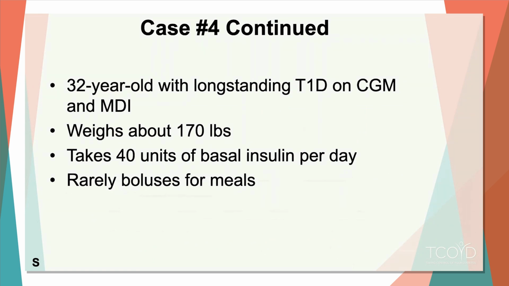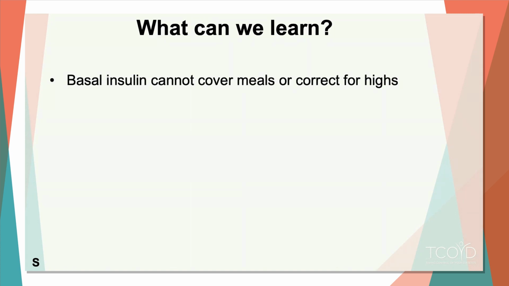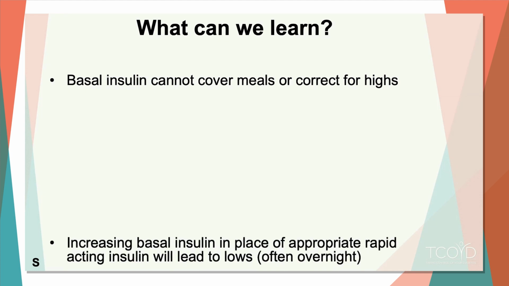So, 32-year-old, longstanding type 1 diabetes, obviously on a CGM and someone taking shots. He takes 40 units of basal insulin per day and rarely boluses for meals. So what can we learn from this case? Your basal rate cannot cover meals. I think that's pretty obvious.